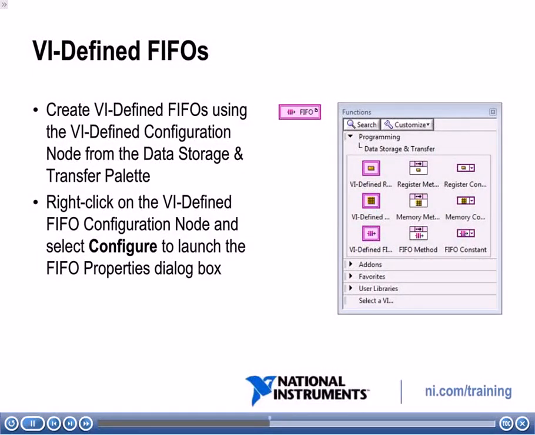Here we see that you can also create a VI-defined FIFO. Again, a VI-defined FIFO is a FIFO that you can only use between different loops on the same VI. You would go to the data storage and transfer palette and place down a VI-defined FIFO. Then you can double-click it, or right-click and select Configure, to launch the properties to configure that FIFO.